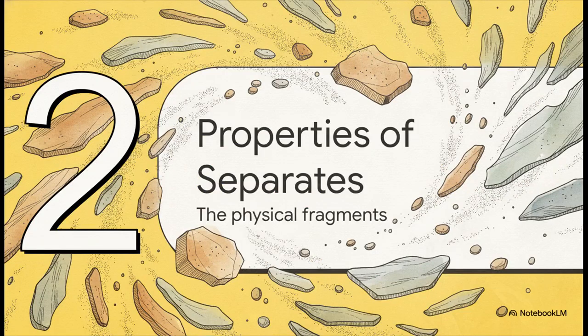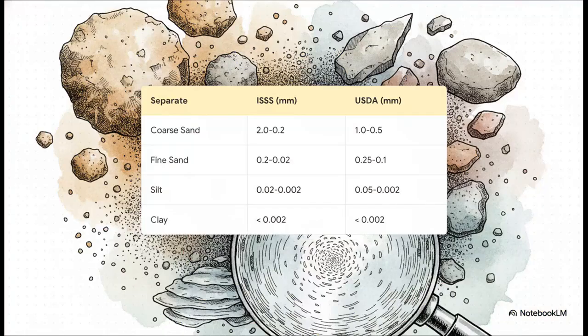Moving right along to Section 2. Properties of soil separates. Let's look at the physical fragments themselves. Conventionally, if a particle is smaller than 2.0 millimeters in diameter, it's considered soil material. Anything bigger than that, your gravel, cobbles, and stones, just doesn't behave like soil. Now, there are two major size classification systems we use: the ISSS, which is the International Society of Soil Science, and the USDA, the United States Department of Agriculture.